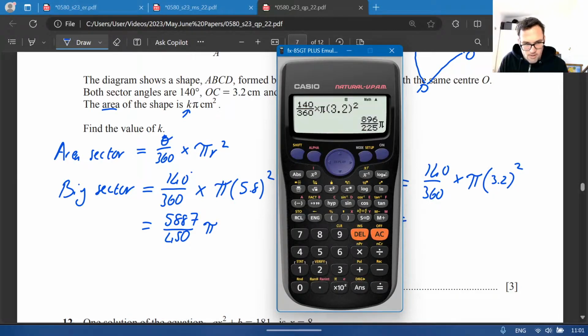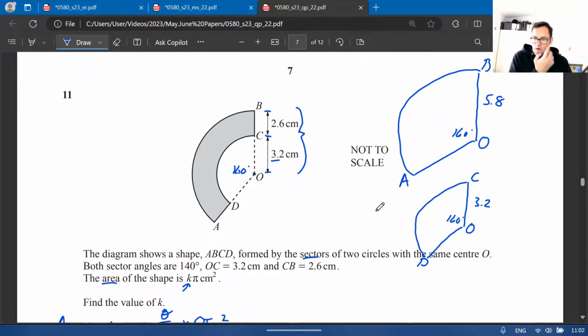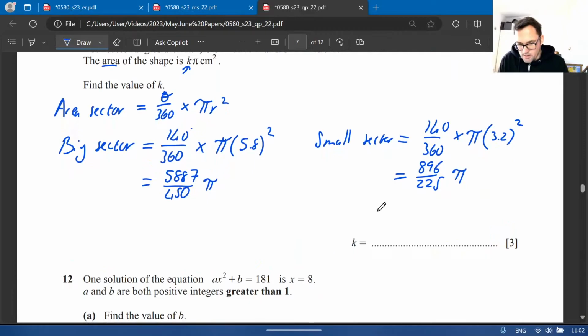Alright, see, 896 over 225 pi. I mean, you can write this down if you want, but this is better. Okay, now of course we only want the shaded area. So it's like having the big sector with a smaller sector chomped out, cut away. So we subtract. And you can do this calculation with or without the pi there.